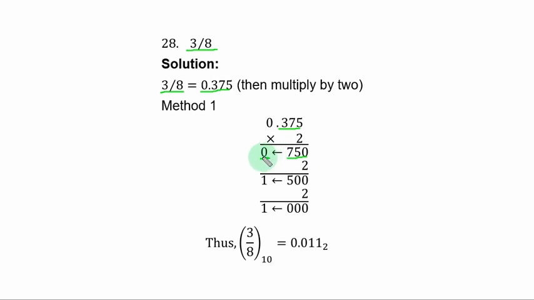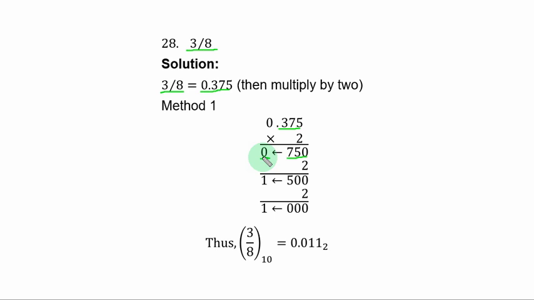2 times 5 is 10. Put that 0, you carry 1. 2 times 7 is 14, plus that 1, you have 15. Put that 5, carry 1. 2 times 3 is 6, plus that 1, you have 7. So you see why the remainder is 0.